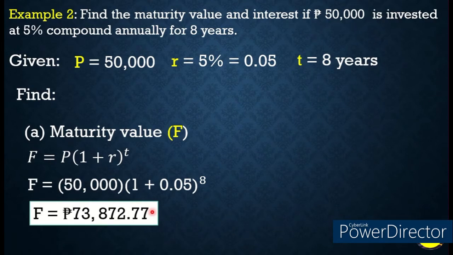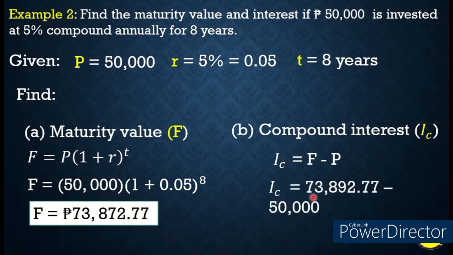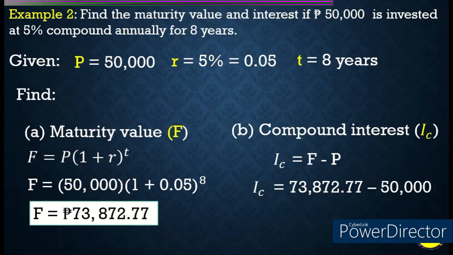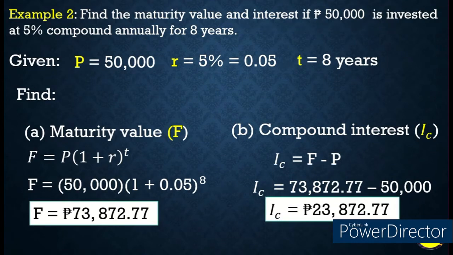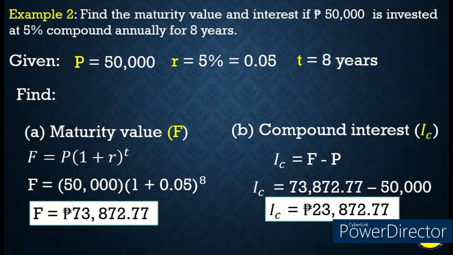So, yung pera niya lang is 50,000. So, compute natin kung magkano yung compound interest. So, that is future value minus the present value. So, 73,872.77 minus 50,000 and that is 23,872.77. So, yun yung kinita niya after 8 years.